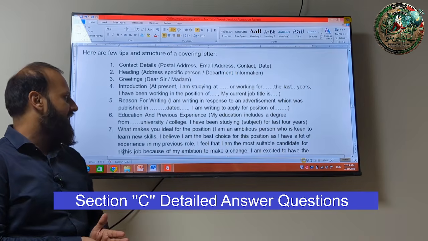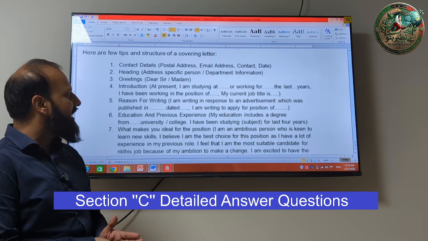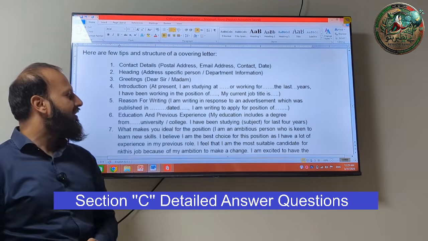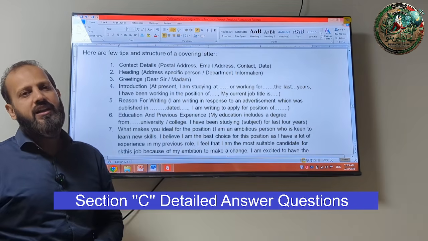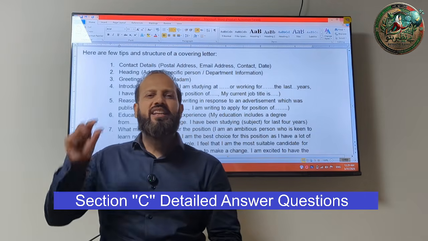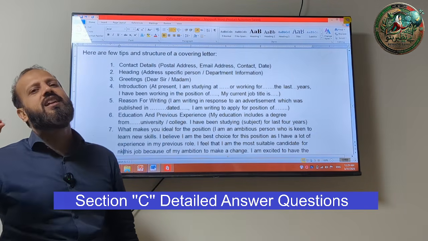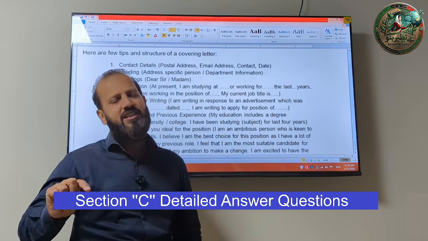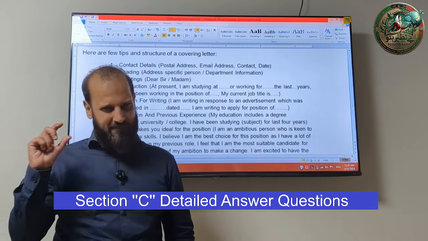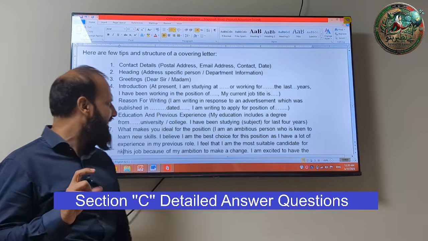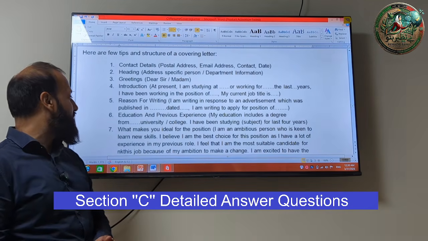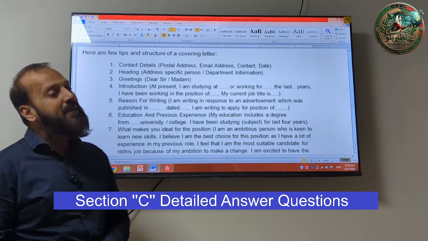नेक्स्ट, व्हाट मेक्स यू एन आइडियल पोजीशन, आपको इस पोजीशन के लिए आइडियल क्यों बना रहे हैं? सही है, इसके लिए आइडियल इसलिए बन रहे हैं कि आई एम एम्बिशियस पर्सन, आप बड़े जोश और जज्बे वाले और एम्बिशियस हैं और आपको बड़ी उम्मीदें हैं, व्हिच कीन टू लर्न न्यू स्किल्स। मुझे नए स्किल सीखने का बड़ा शौक है और जो चैलेंजेस, आई एक्सेप्ट द चैलेंजेस, ये बहुत अच्छा वर्ड है, आप लिख सकते हैं ये फ्रेज, आई एक्सेप्ट द चैलेंजेस, and I'm ambitious person who is keen to learn new skill. I believe I am the best.